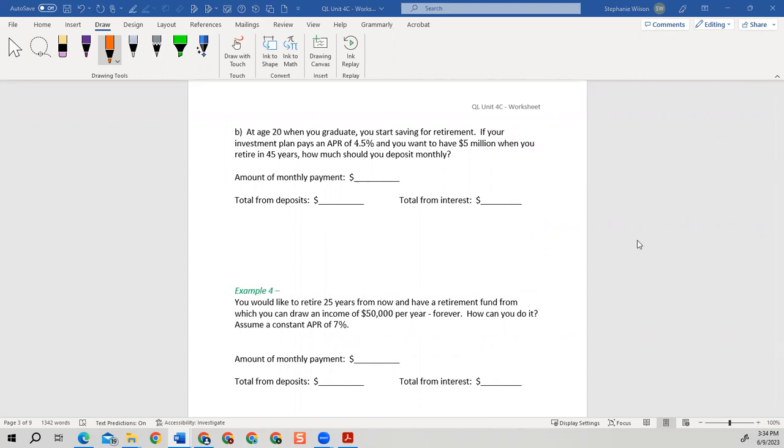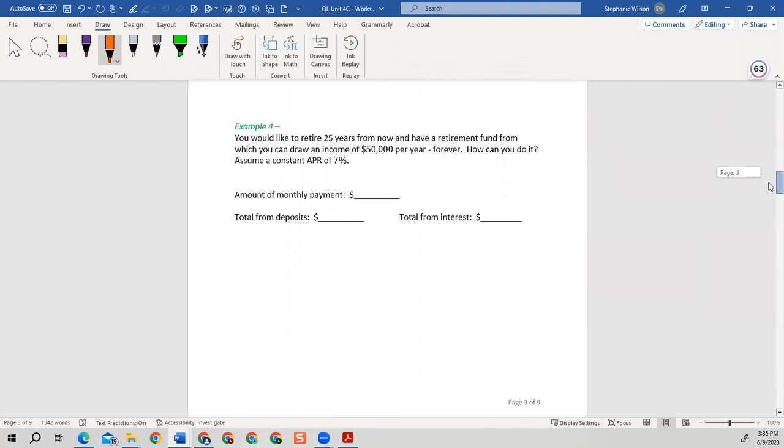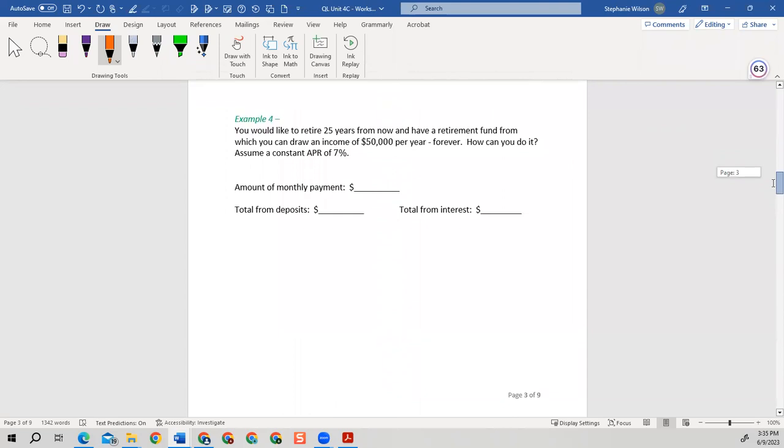Example 4 says, would you like to retire 25 years from now and have a retirement fund from which you can draw an income of $50,000 per year forever? How can you do it? Assume a constant APR of 7%. Well, let's figure that out, right? I mean, this is what we want.